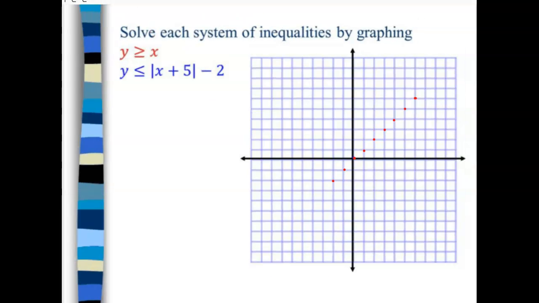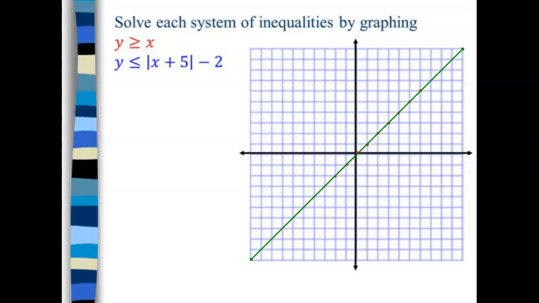My line is dashed, or sorry, my line is solid because it's greater than or equal to. And we shade above because it's greater than.